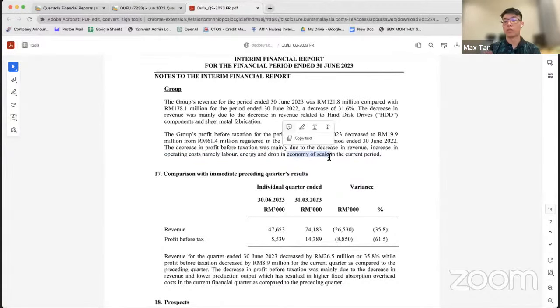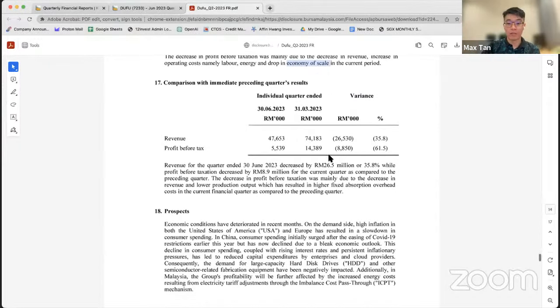Like I mentioned just now, fixed costs, if you don't have substantial revenue to cover them, your cost per unit would increase. Economy of scale basically means that the more units you produce, the lower your cost, because fixed costs are fixed. So the higher the number that you produce, the lower the per unit cost that you will incur. Then if you compare on a last quarter basis, you can see a significant drop in revenue as well.